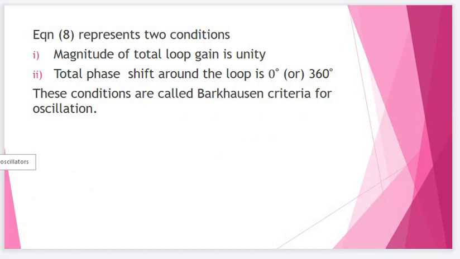Equation 8 represents two conditions. The magnitude of the total loop gain is unity, and the total phase shift around the loop is 0 or 360 degrees. These conditions are called the Barkhausen criteria for oscillation.